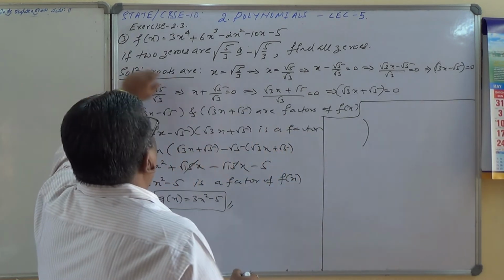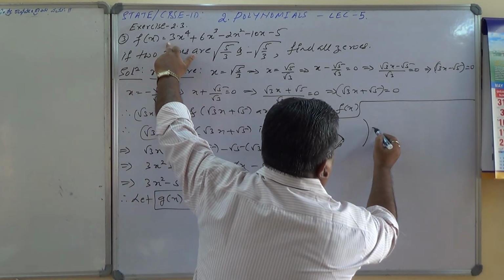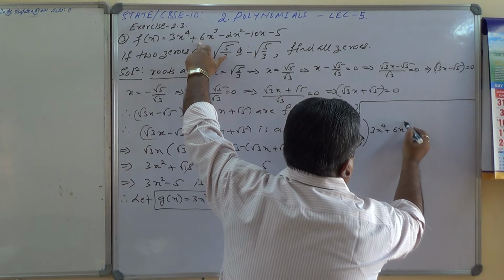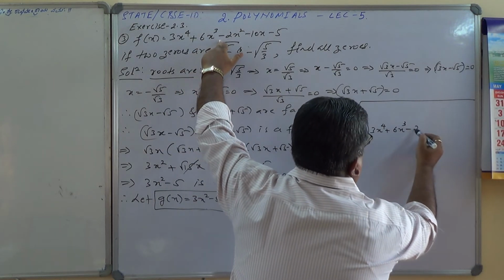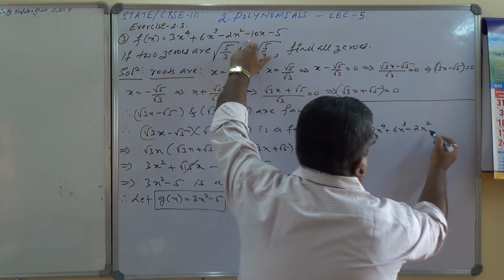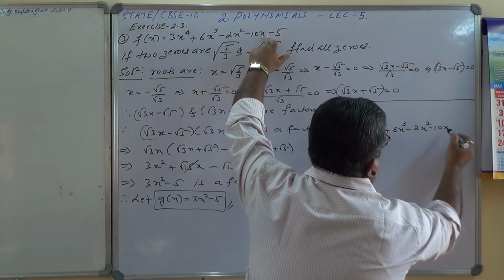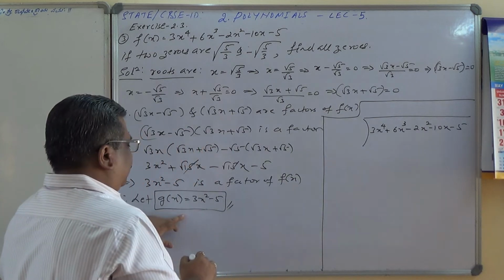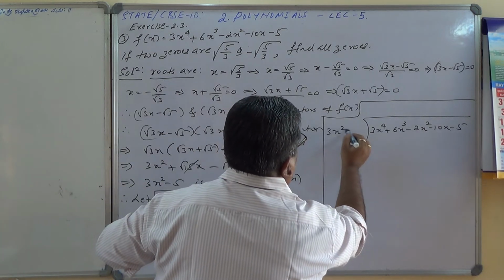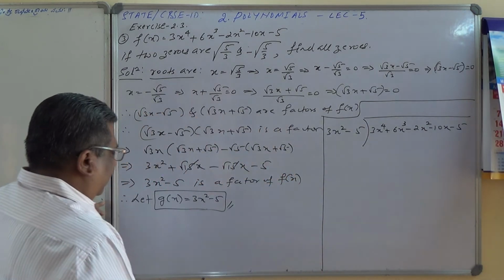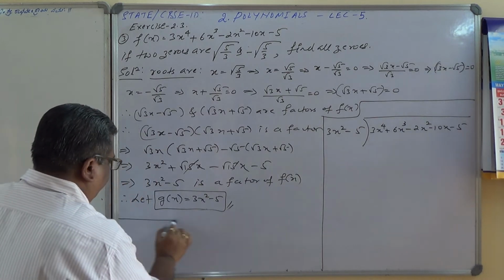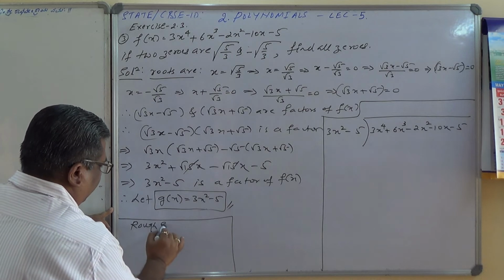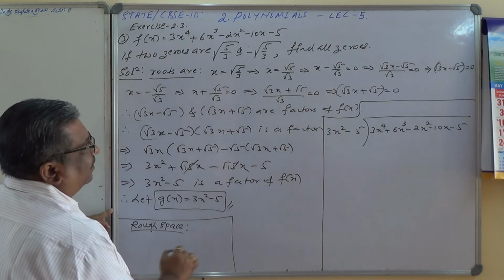What is that one now? P of x is 3x to the power 4 plus 6x cube minus 2x square minus 10x minus 5, and we have to divide this by g of x, which is 3x square minus 5, and I will work out here, this is a rough space, to work out the terms of the quotient. Rough space. What is the first term of the quotient?